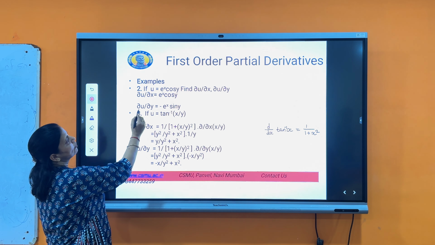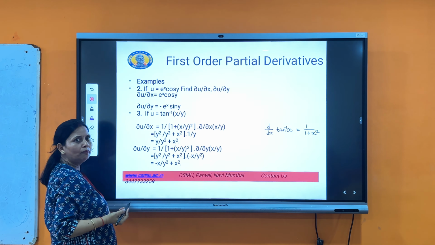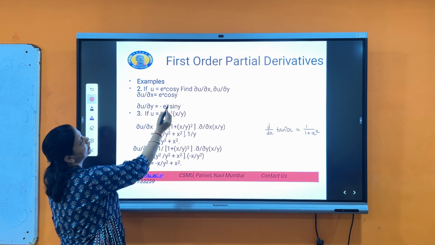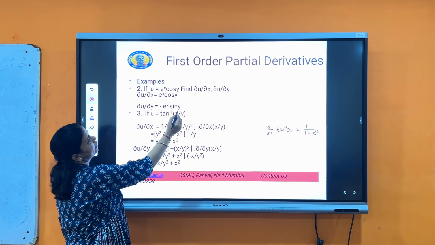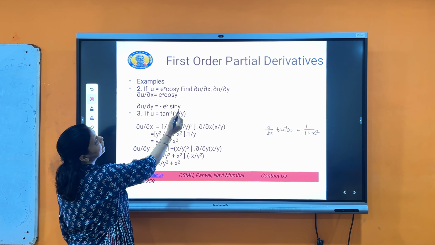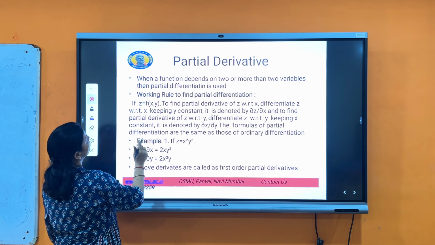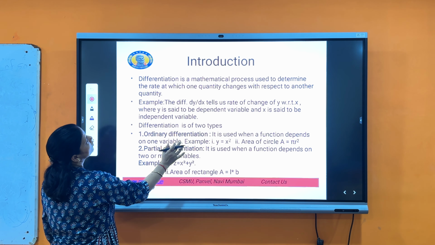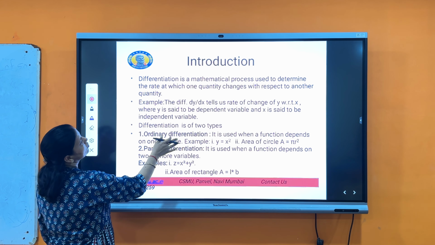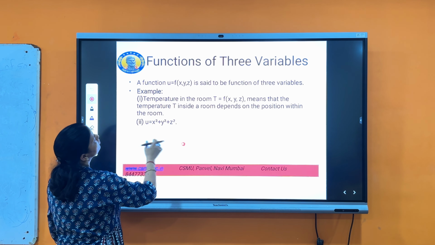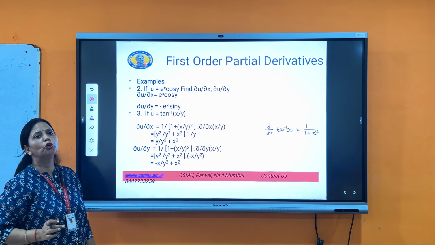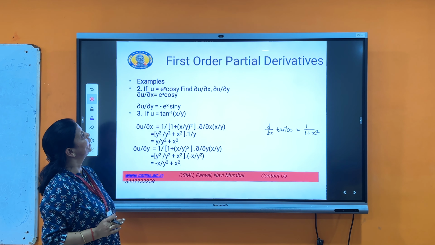Now to find ∂u/∂y, we keep the function of x as a constant and we differentiate the function of y, that is cos y. Derivative of cos y is minus sin y, and therefore ∂u/∂y is minus e to the power x sin y.